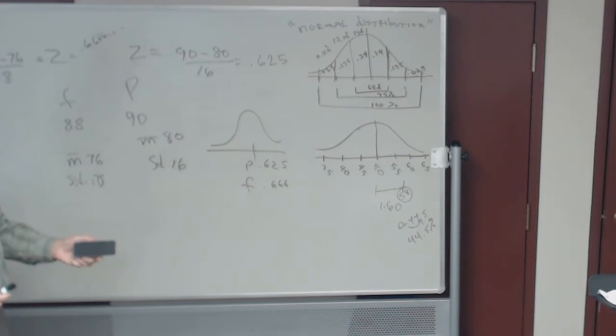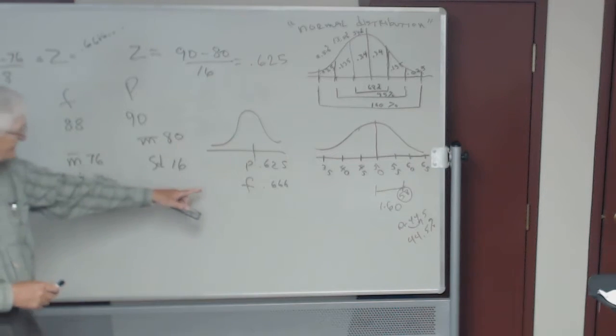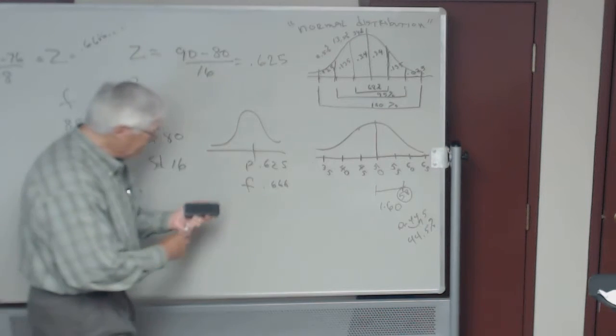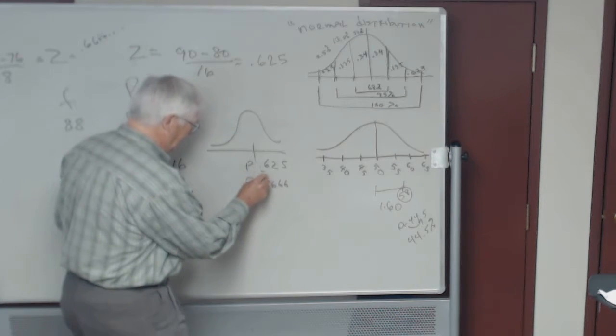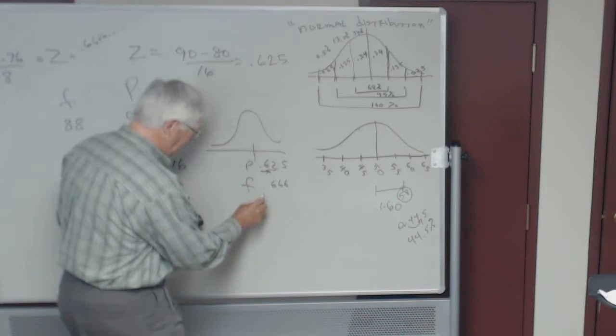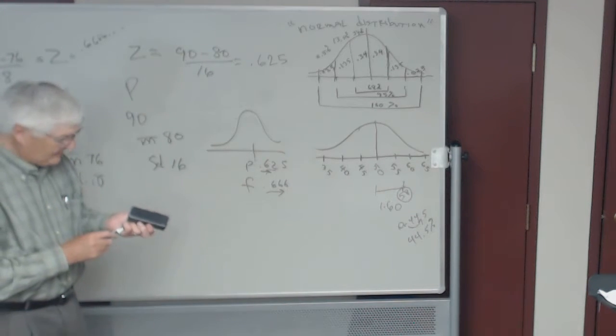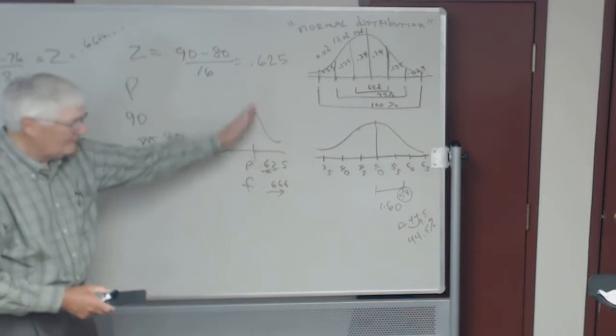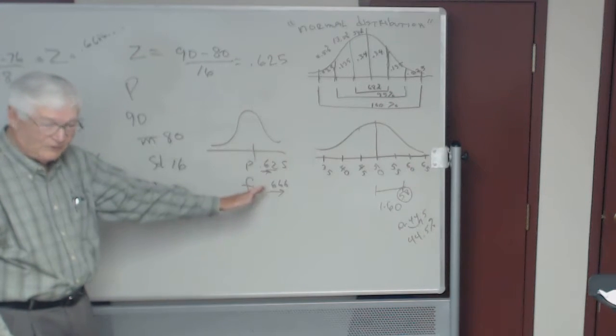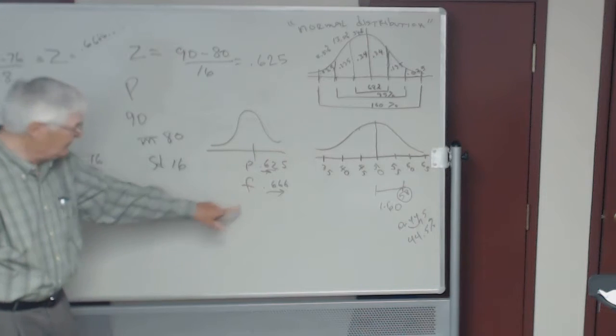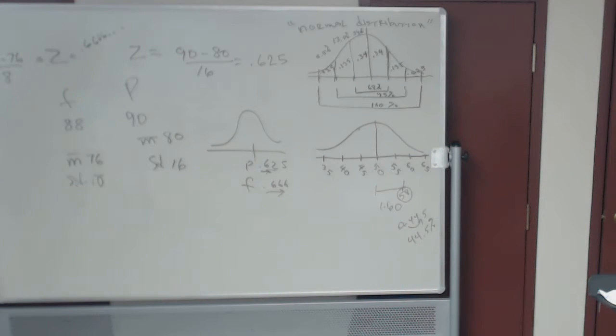So which score was her better score? French? Wait, because this one is only 0.62 above the mean. This one is 0.66 above the mean. So she scored higher in terms of the normal distribution in French than she did in psychology. You understand that?